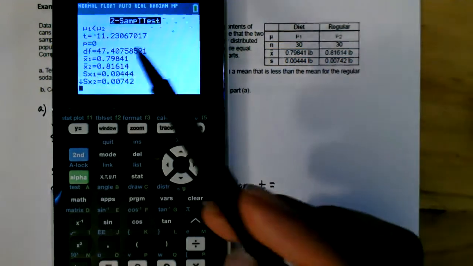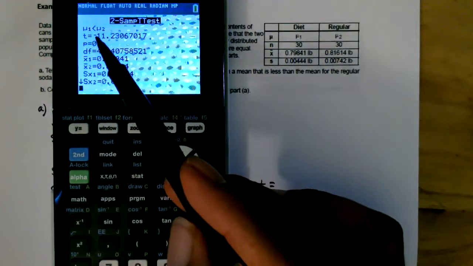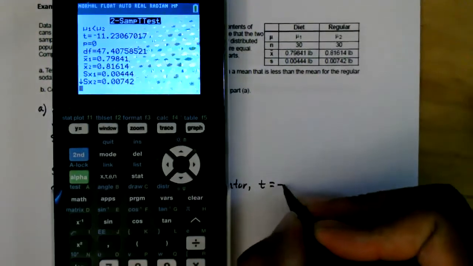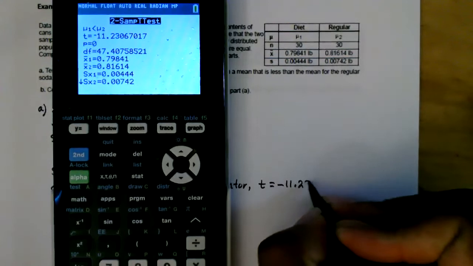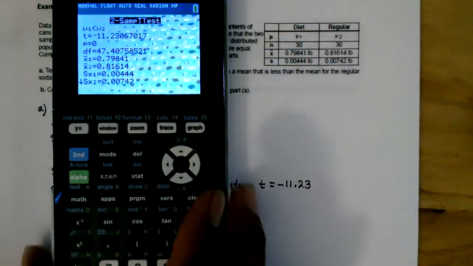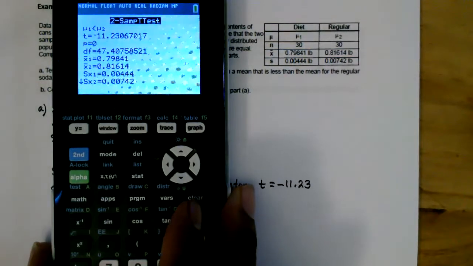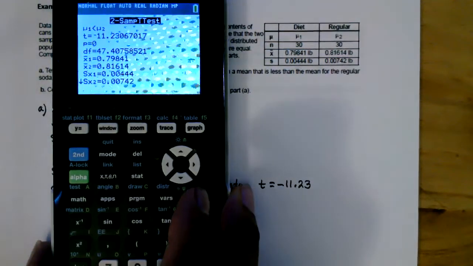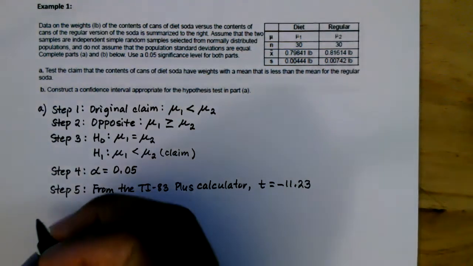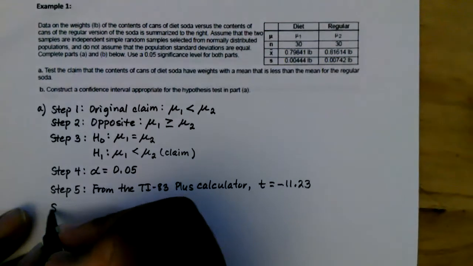So here, that T is your test statistic, which is negative 11.23, if we round that off to 2 decimal places. So negative 11.23 is your test statistic. That's step 5. Now in step number 6, we can also use that graphing calculator to get the p-value.